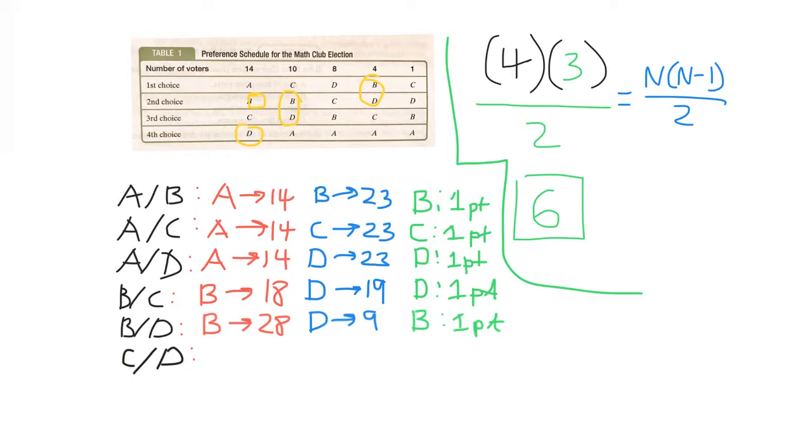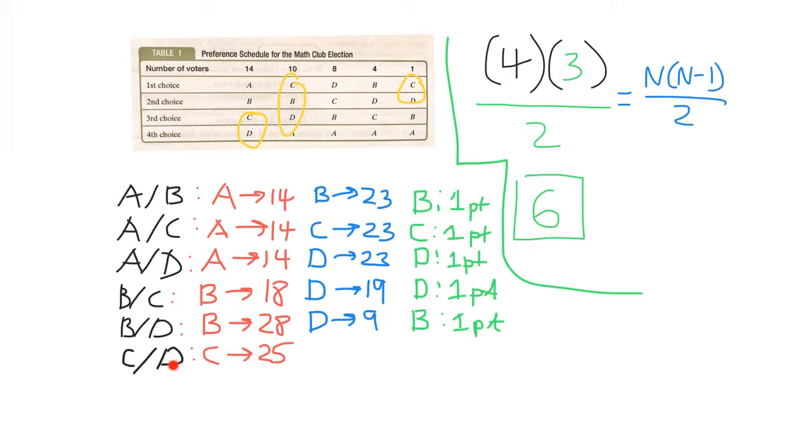All right, and finally, C versus D. So let's analyze how many victories C has over D first. Looking at the first column, C does indeed beat D here. C beats D here. D beats C here. D beats C here, and C beats D there. So as far as victories for C, we are looking at 14 plus 10, which is 24, plus 1, which is 25. So that would be C getting 25 victories.